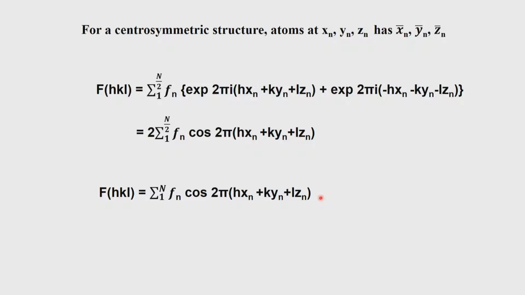So, the dependence on the imaginary part is completely gone. There is no complex quantity that is associated with the centrosymmetric structures. So, this value of F of HKL can be plugged into our Fourier transform equation, and we can get the electron density distribution. So, that is where we have arrived. We have arrived at a fairly safer position now.